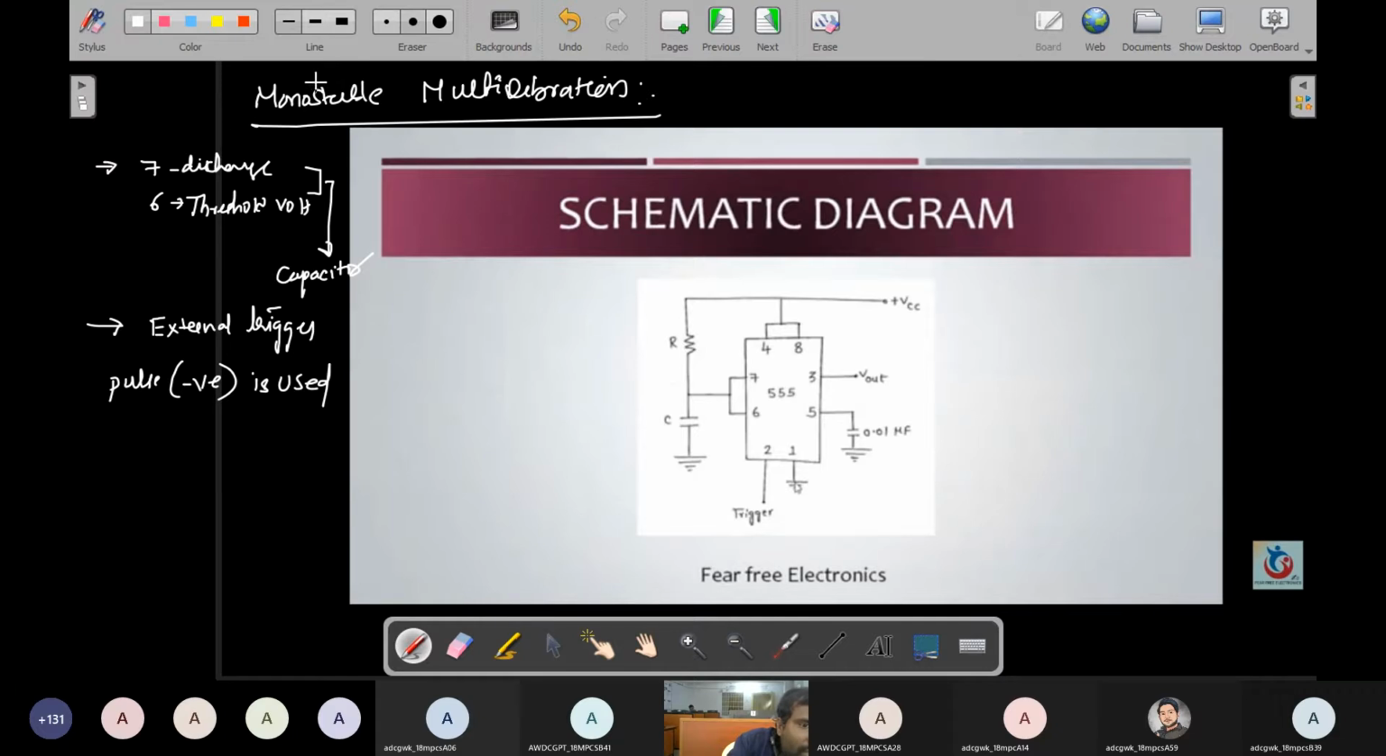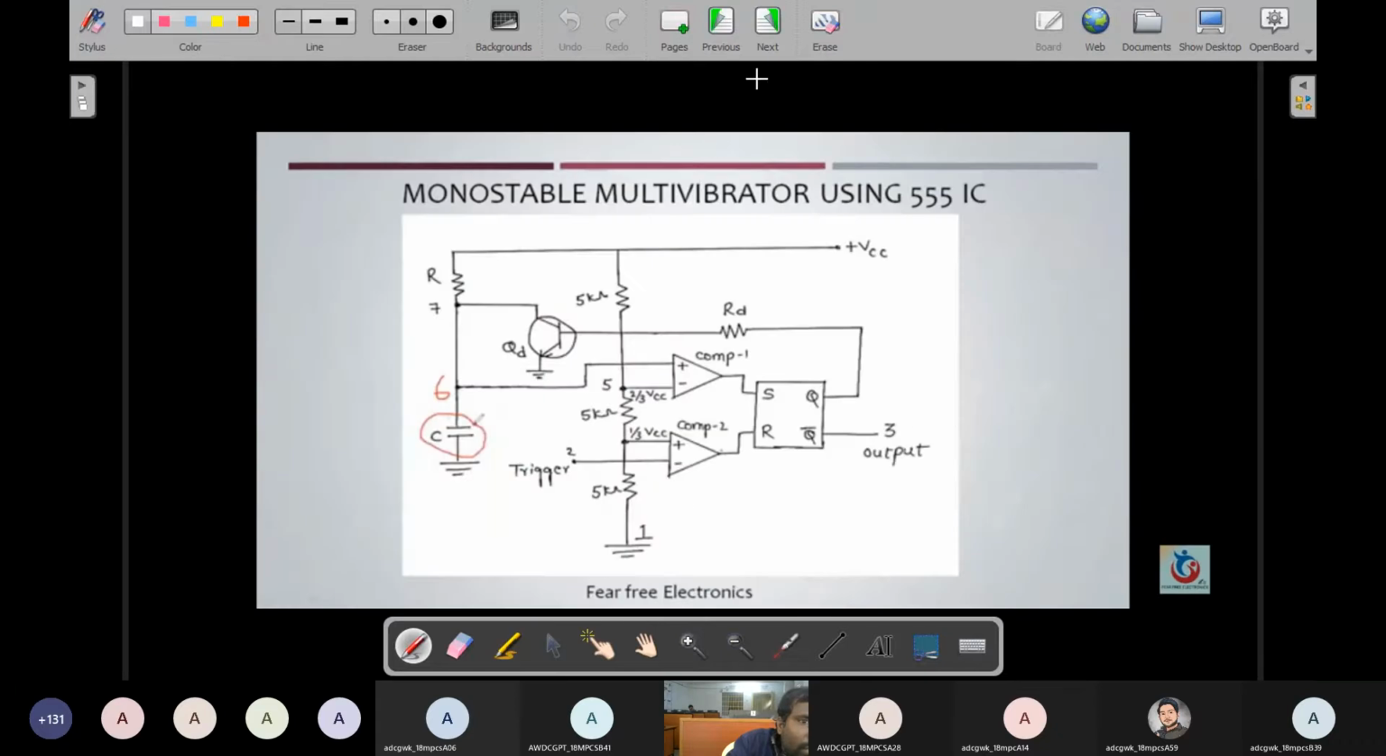In case of monostable, we are taking a combination of 7th and 6th pin. This combination is directly connected to the capacitor through a resistor arm. So this is the schematic diagram of the monostable multivibrator. Now I'll move to the block diagram. This is the block diagram of the monostable multivibrator.